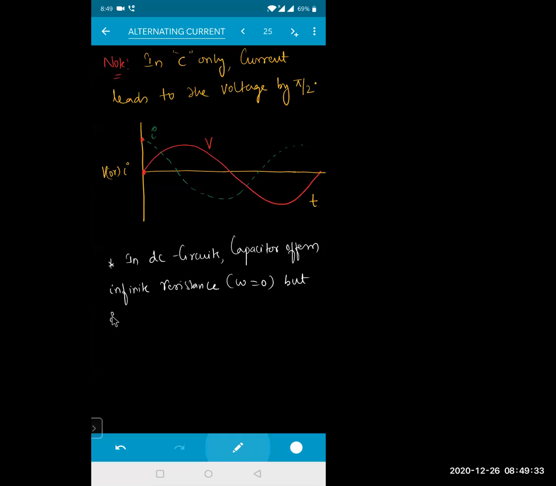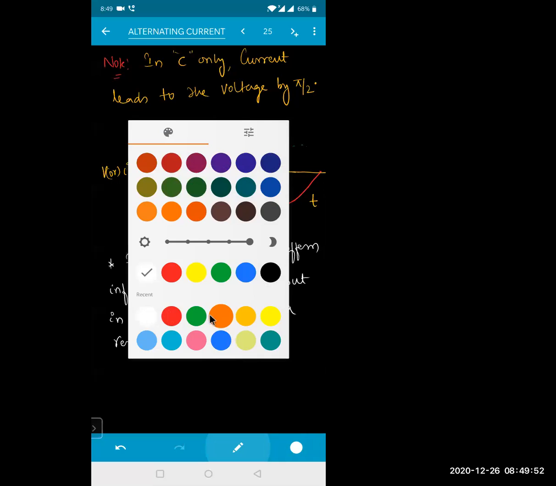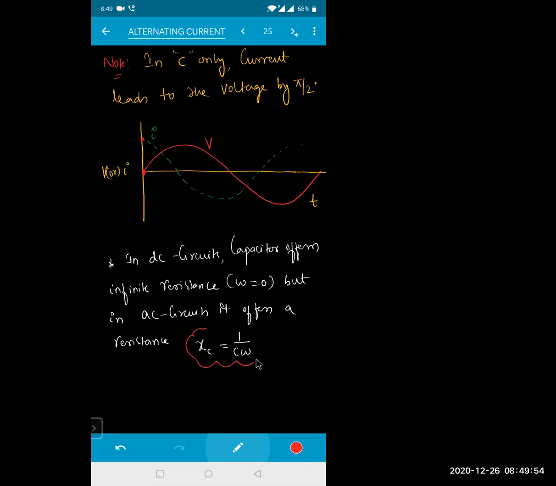But in AC circuits, it offers a resistance. What is that resistance? Xc is equal to 1 by C into omega. So in DC circuit, capacitor offers infinite resistance, but in AC circuits it offers a resistance.